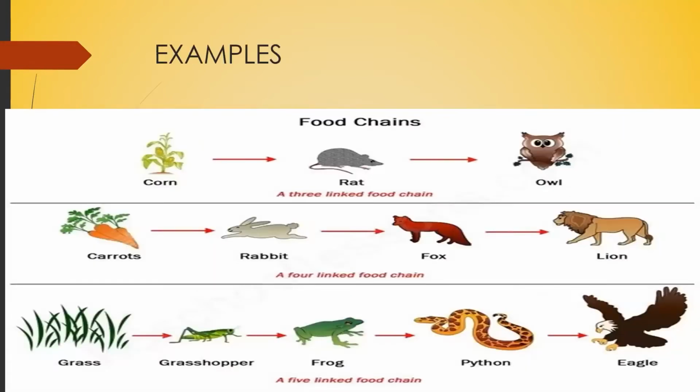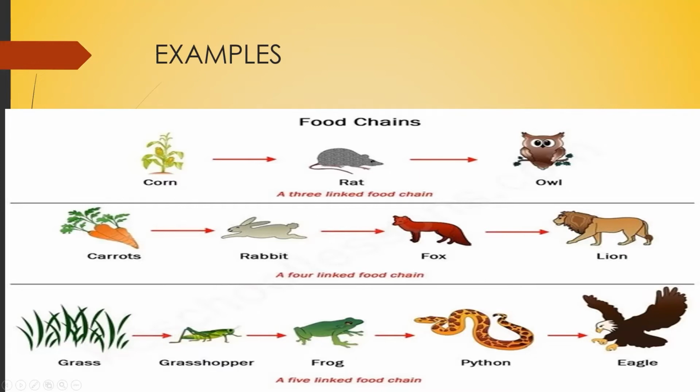Following are the examples of food chains that are based on different organisms. The first food chain is a 3-linked food chain. There is corn that is eaten by rat. Rat is eaten by owl. And the second food chain is a 4-linked food chain. Carrots are eaten by rabbit. Rabbit is eaten by fox, and fox is eaten by lion.